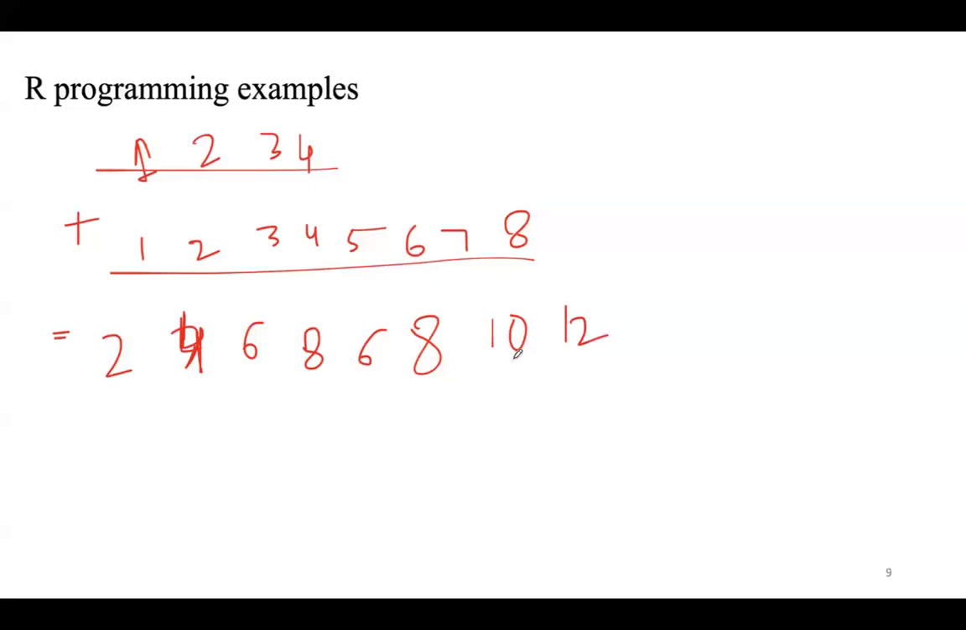Now let's say there were 2 more elements here, a 9 and a 10 as well. What's going to happen? Again, it's going to recycle. So 9 gets added to 1, that's 10. 10 gets added to 2, and that's 12. And that's it, the longer vector gets over.